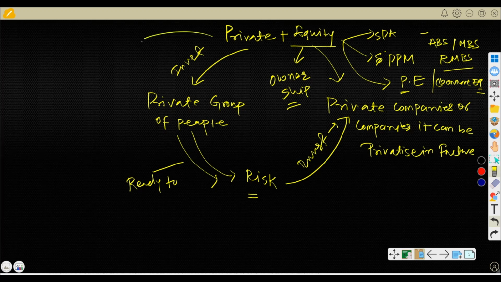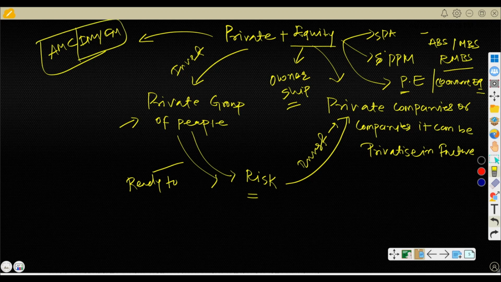And if you see any institution, let's say an asset management company, investment manager or fund manager, if that institution invites a group of people to come together and invest in companies, like private companies or any companies, as per their already defined objectives, if that AMC or investment manager can help, then that institution we call a private equity fund or firm.